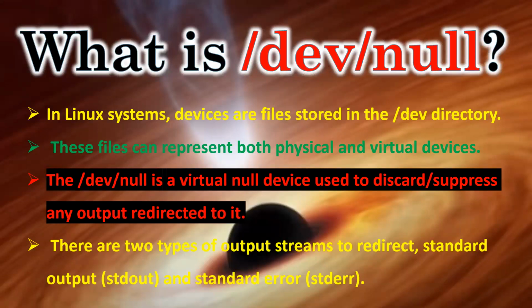In the Linux operating system, devices and files are all stored in the /dev directory. The files can represent both physical and virtual devices. The /dev/null is a virtual device, a virtual null device. It is used to discard or suppress any output that is redirected to it.